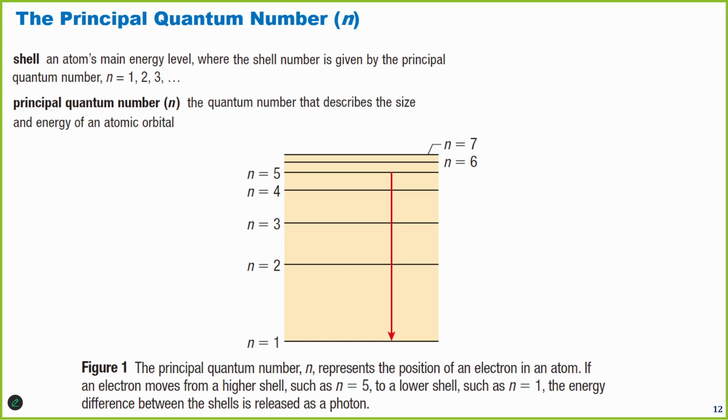It's important to note that the spaces between atomic shells are not equal, which is shown here in figure 1. So as n increases, the energy required for an electron to occupy that orbital also increases. Each successive orbital is larger, meaning that the electron occupying that orbital spends more time farther from the nucleus. This also means that electrons with higher energy are less tightly bound to the nucleus.